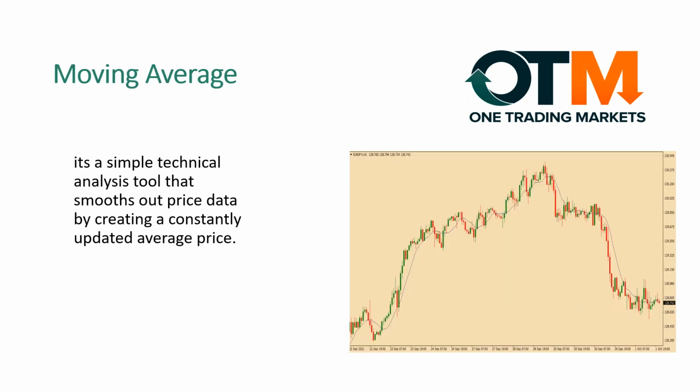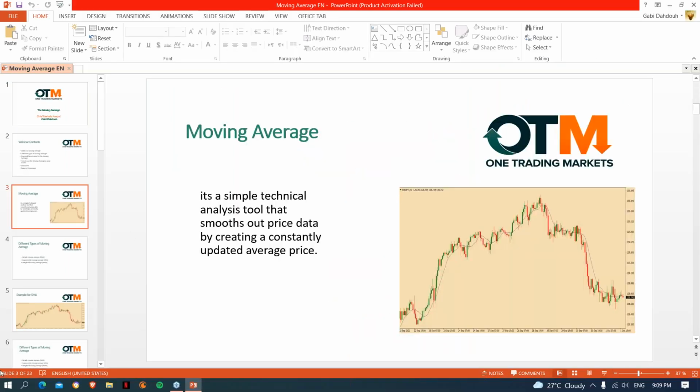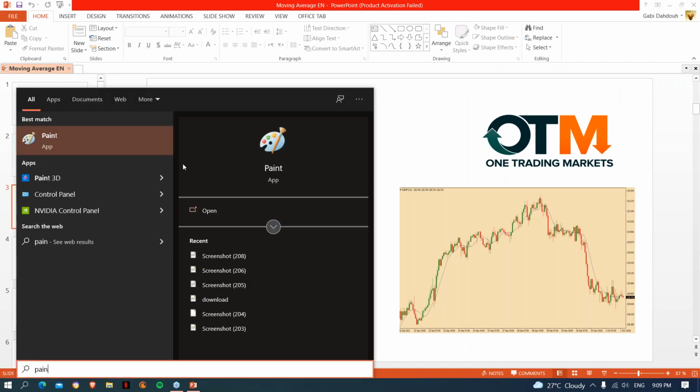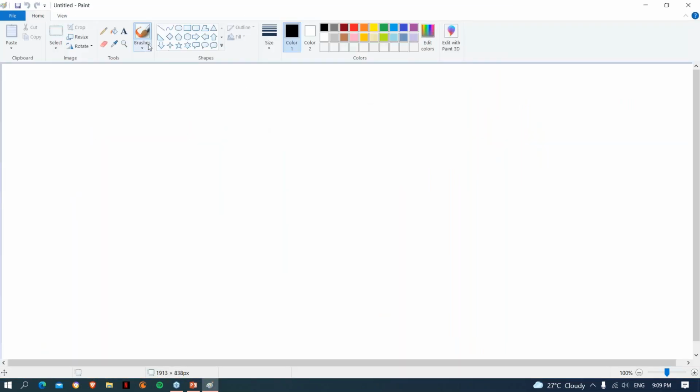Let us begin. So what is a moving average? A moving average is a simple technical analysis tool that smooths out the price data by creating a constantly updated average price. Now, what does that basically mean for us? Let me show you here with a simple example using Paint. Yes, you heard me, Paint. You're gonna see me draw.